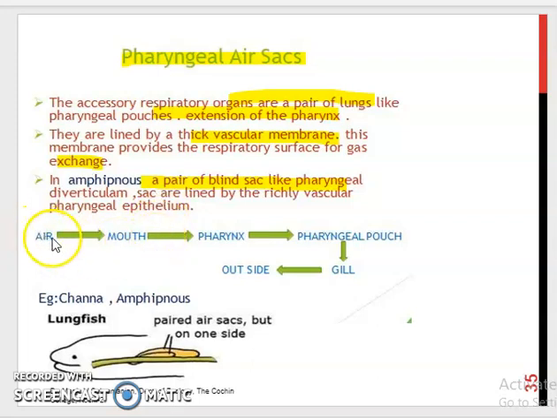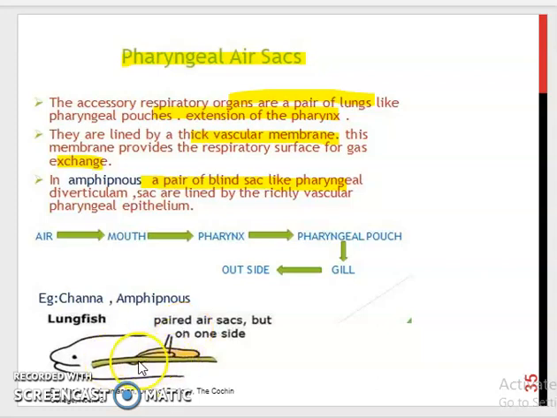In this, the air is drawn into the mouth continuously. It reaches the pharynx and then the pharyngeal pouch, which is provided with a highly vascular membrane, where the gaseous exchange takes place. In gills also, gaseous exchange takes place to some extent. Then the air moves outside. In amphibians and Channa also, this type of pharyngeal air sac is seen.